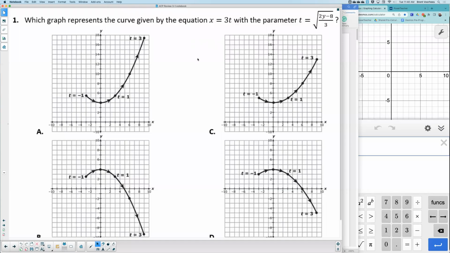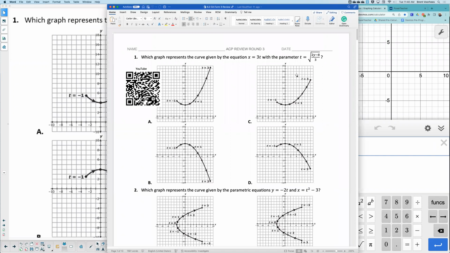All right, let's take a look at number 1 here. Which graph represents the curve given by the equation x equals 3t with a parameter of t equals square root 2y minus 8 all over 3? So obviously this one, it tells you what type of problem it is. What's our word here that they use? Parameter, yeah.